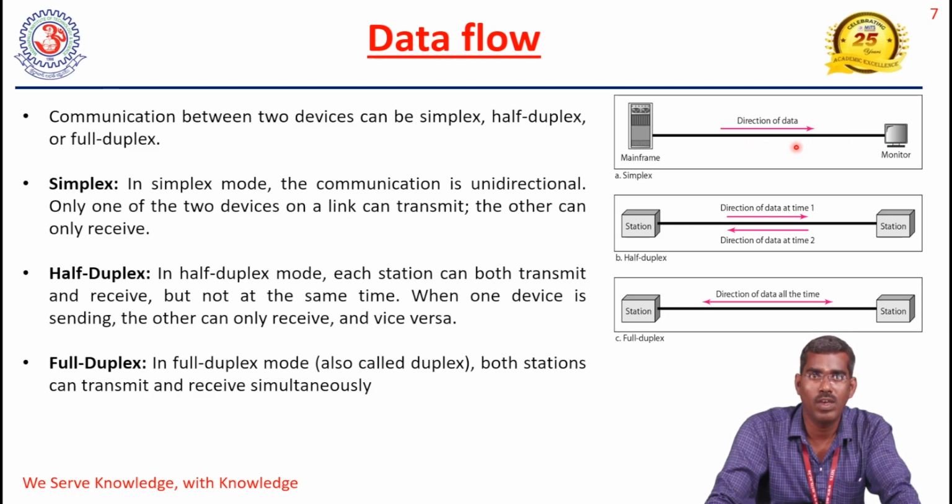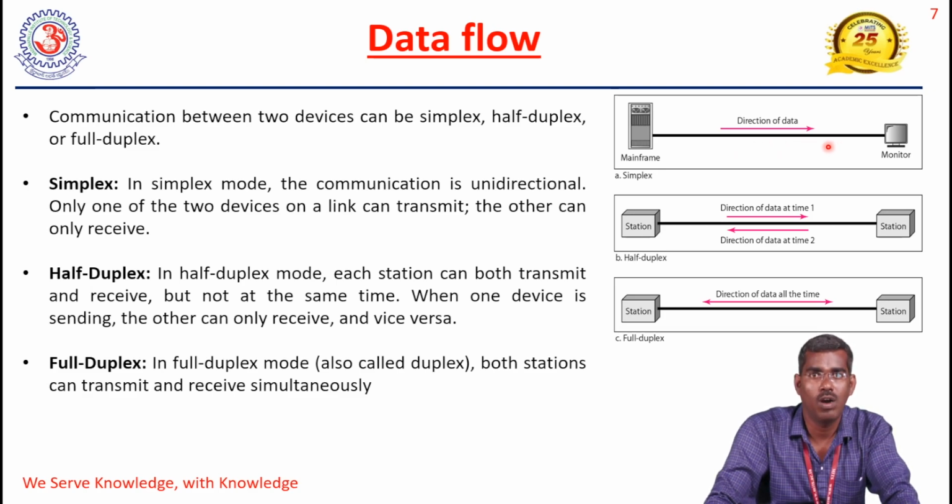Only one of the two devices on the link can transmit. For example, here the mainframe can transmit and the monitor can only receive the content from the mainframe. This is unidirectional. The other can only receive. What are the examples for simplex mode? Examples are a keyboard or monitors.